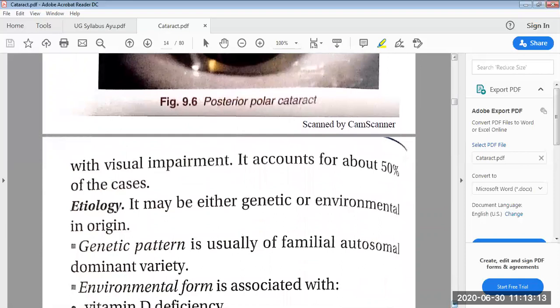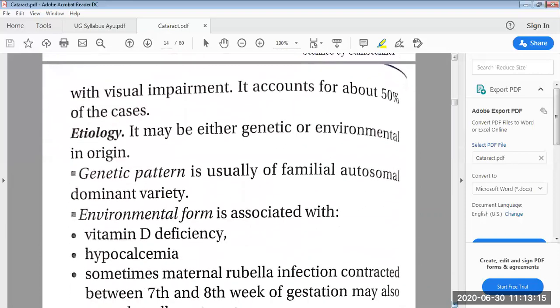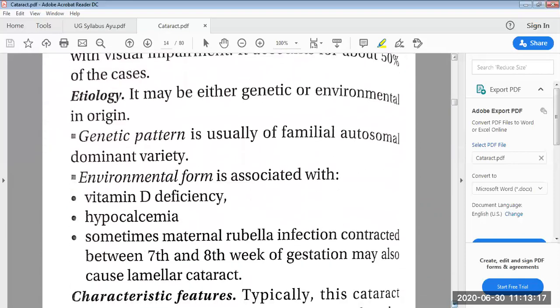Then the etiology of the lamellar cataract. It may be either genetic or environmental in origin. The genetic form is usually of familial autosomal dominant variety, whereas the environmental form is associated with deficiency of vitamin D, hypoglycemia. Sometimes the maternal rubella infection contracted between the 7th and 8th week of gestation may also cause a lamellar cataract.